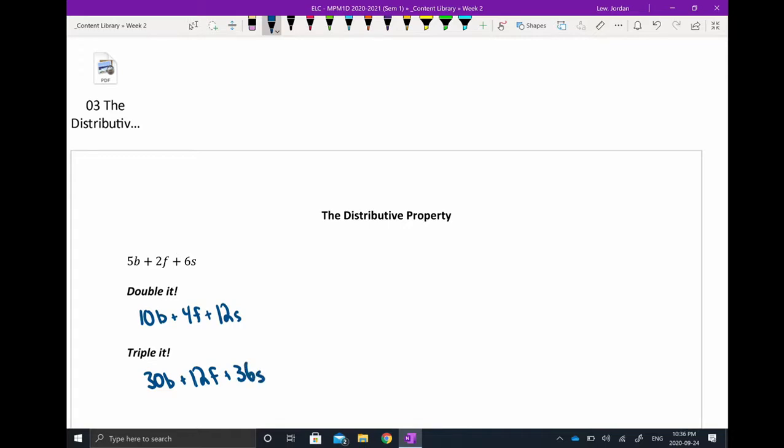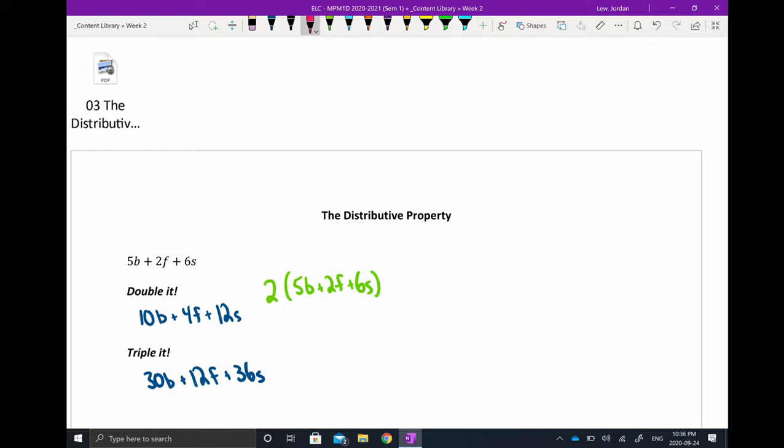Now, how would I represent that mathematically, starting with my original one? What I mean by that is if I had 5b plus 2f plus 6s, how would I represent doubling this expression? I know what it has to equal, but how would I represent that mathematically? Because we know that doubling means multiplying by 2, I'm going to put brackets around my entire expression and put a 2 in front. And that's telling me that I need to multiply this entire expression by 2.